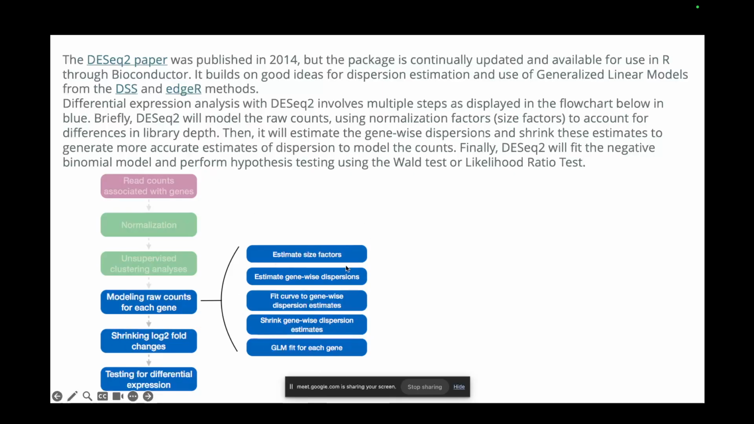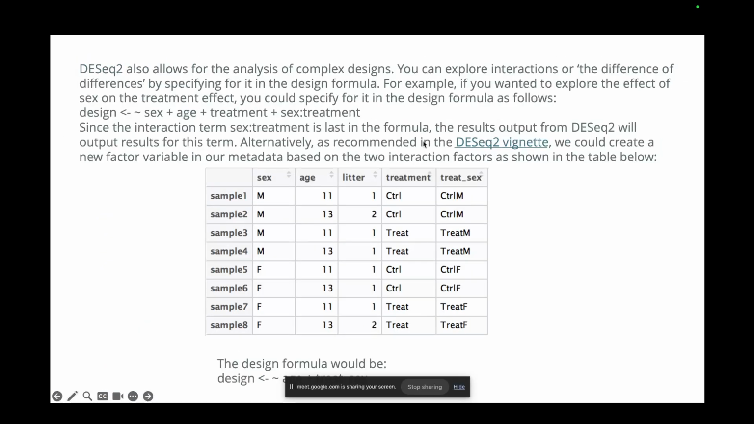So first you estimate the size factors, estimate gene-wise dispersions, fit the curve to gene-wise dispersion estimates, shrink gene-wise dispersion estimates, and then you finally find a GLM that fits for each gene, and then you calculate log2 fold changes, and then you test for differential expression analysis, right? This is the workflow that it works on, and it helps with complex design, so you do not need to worry too much about that.